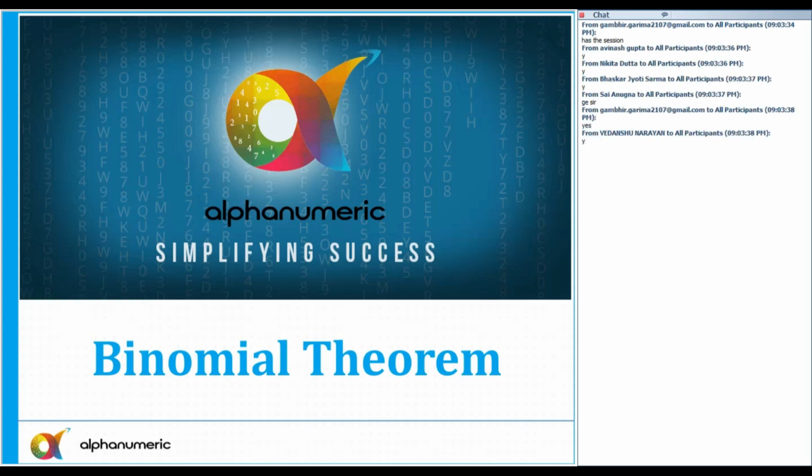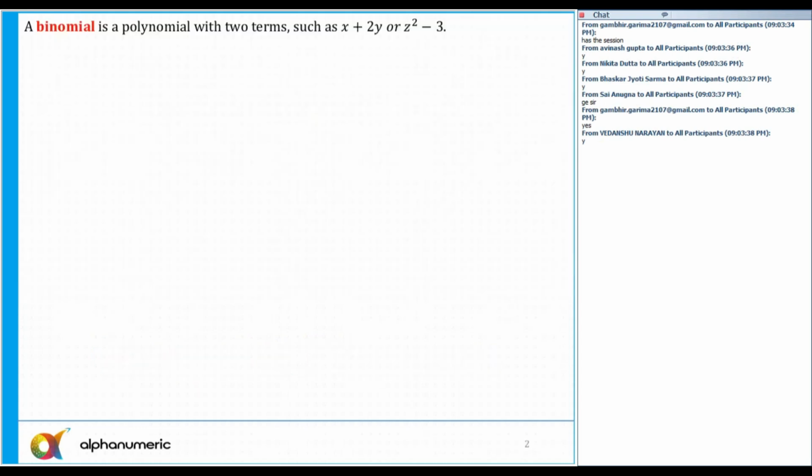So let's start with the binomial theorem. If your funda of multinomial theorem is clear, then this is a very simple topic. All right. So binomial is nothing but, we all know, a polynomial with only two terms. In the multinomial, we have seen if there are more than two terms, then how to find out the number of terms or coefficients.